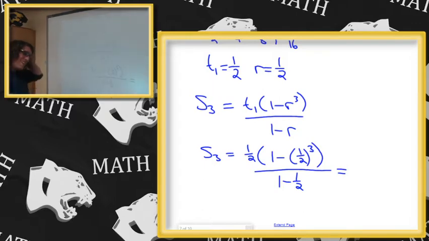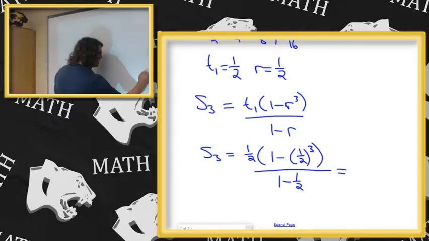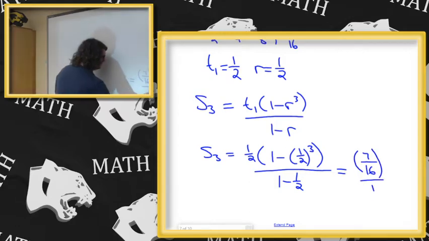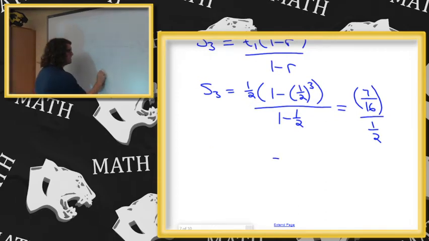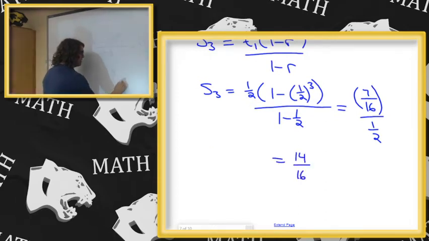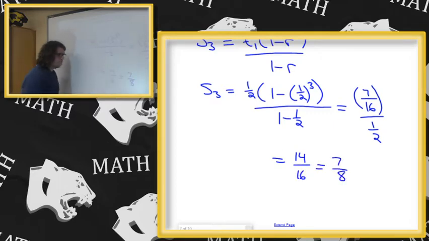So we get 1 minus 1/8 is 7/8. Half of that is 7/16, all divided by 1/2. Dividing by a fraction is the same thing as multiplying by the reciprocal. So we would end up with 14 over 16, which is the same thing as 7/8. So far, if I've gone 3 terms and I've added that together to get the area of the square here, we would have 7/8 worth of volume, or not volume, sorry, area. So 7/8 of a unit squared.